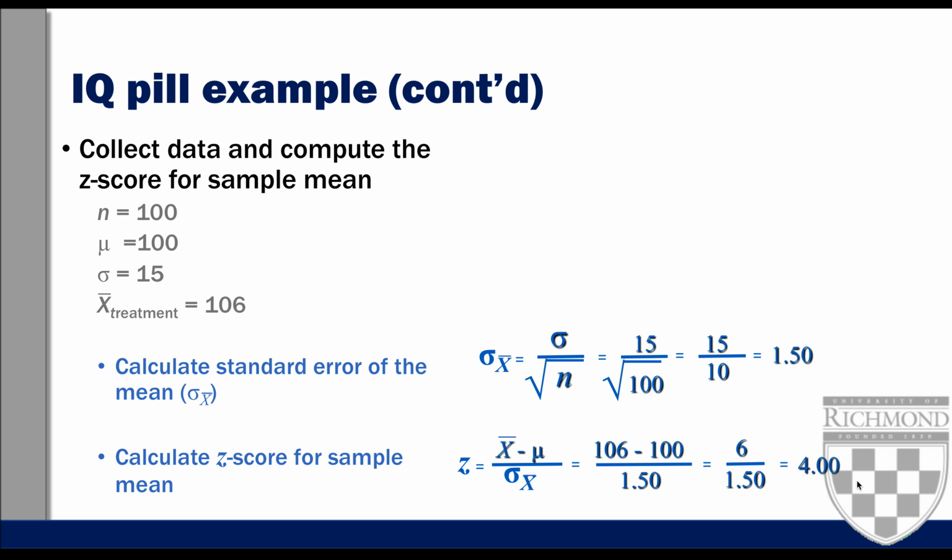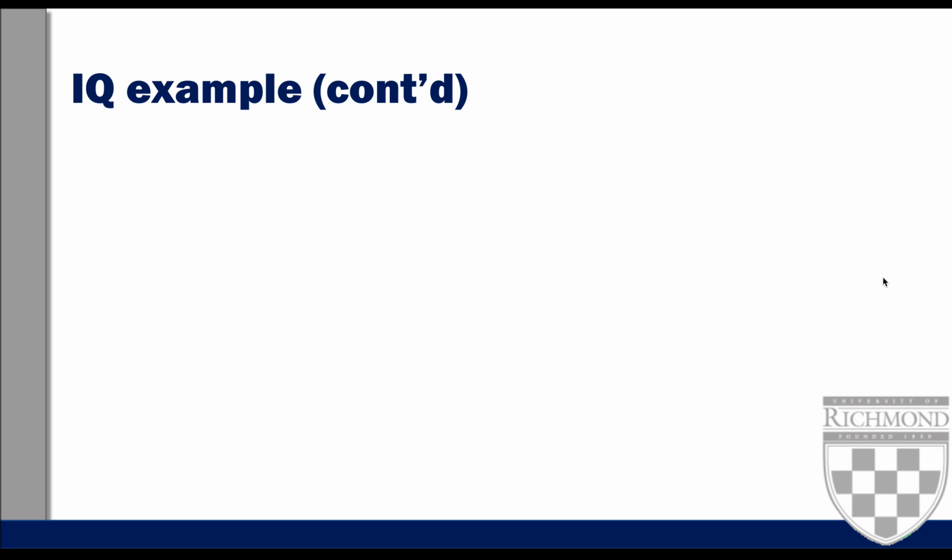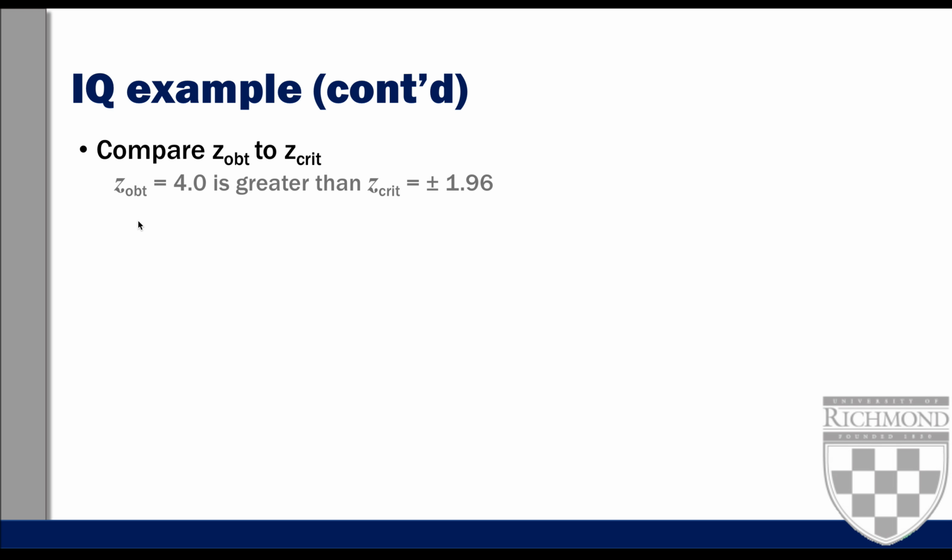What does that 4.0 mean? What that 4.0 means is that our sample mean is 4 standard errors above the population mean. That's a lot, right? That takes us way into the tail of the distribution. So our obtained z-score, let's call it z obtained, is 4.0. That's greater than the critical value for z, which is required to be surpassed in order to reject the null hypothesis, of plus or minus 1.96.